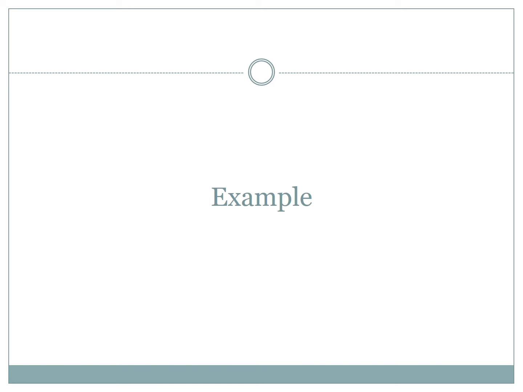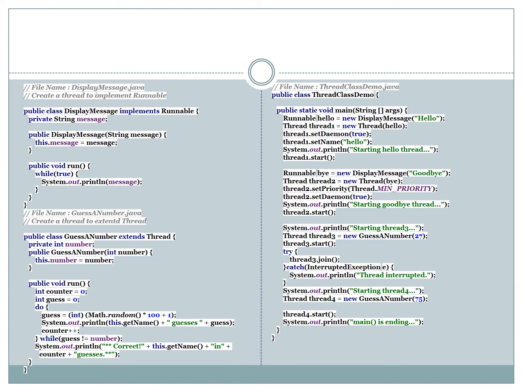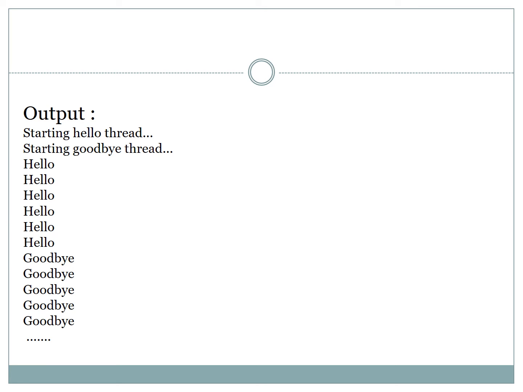An example of creating threads in both ways and some of the methods that we just went through. In this example we have three classes: ThreadClassDemo, DisplayMessage, and GuessANumber. ThreadClassDemo is our main class. DisplayMessage will be implementing the runnable interface. GuessANumber is extending the Thread class. When the main method of ThreadClassDemo is called, 4 threads will be created. The first two will be created by DisplayMessage and the next two will be created by GuessANumber. In this example we have also used the methods that we previously saw. Some of them are setDaemon, setName, and setPriority. The output will be something like this.